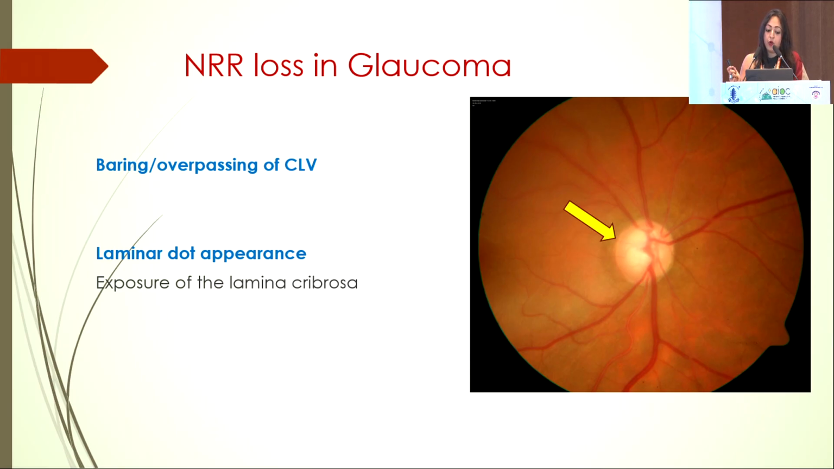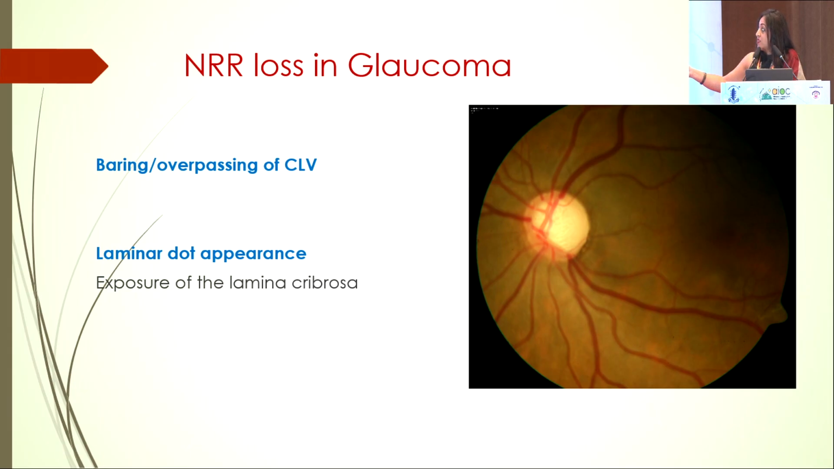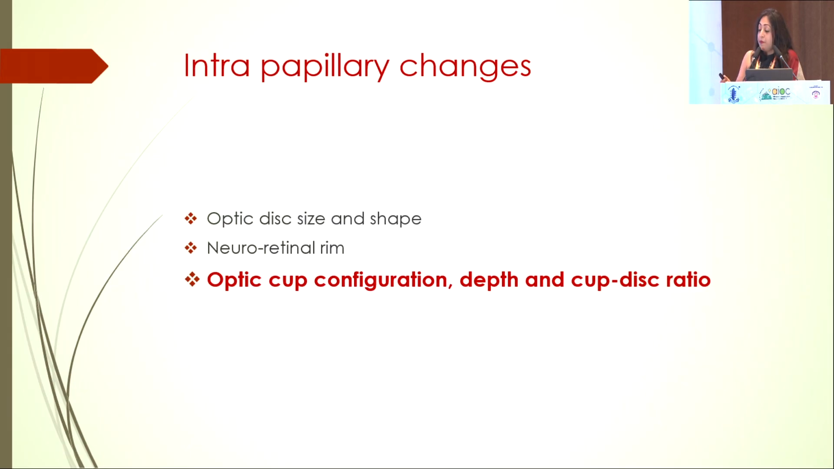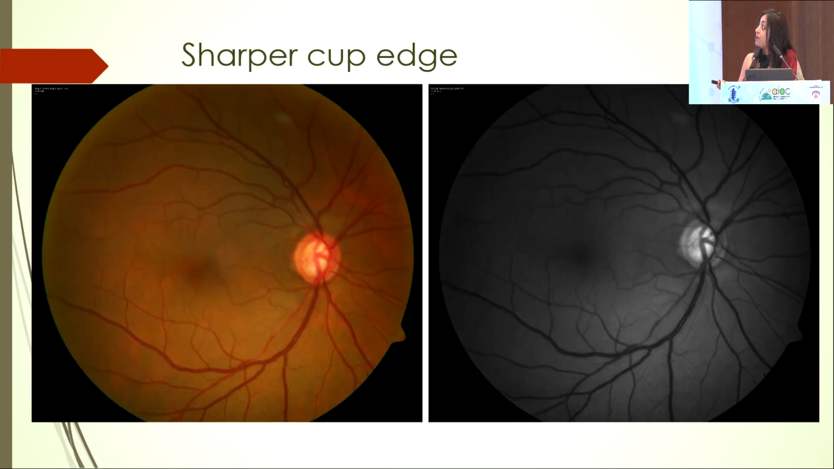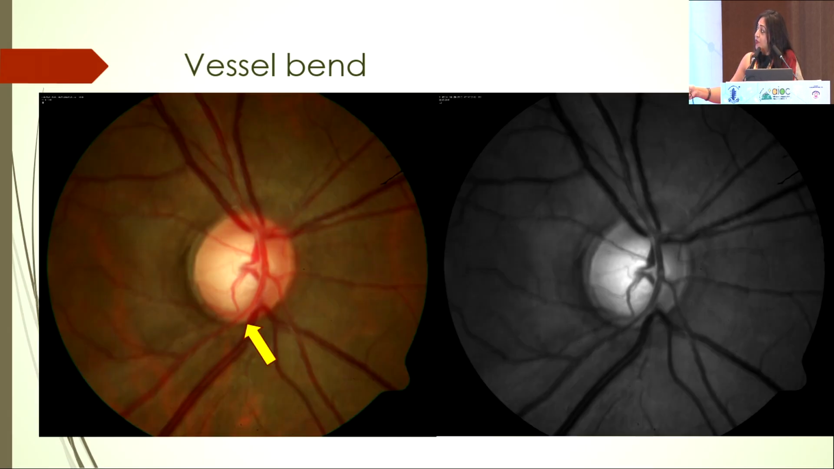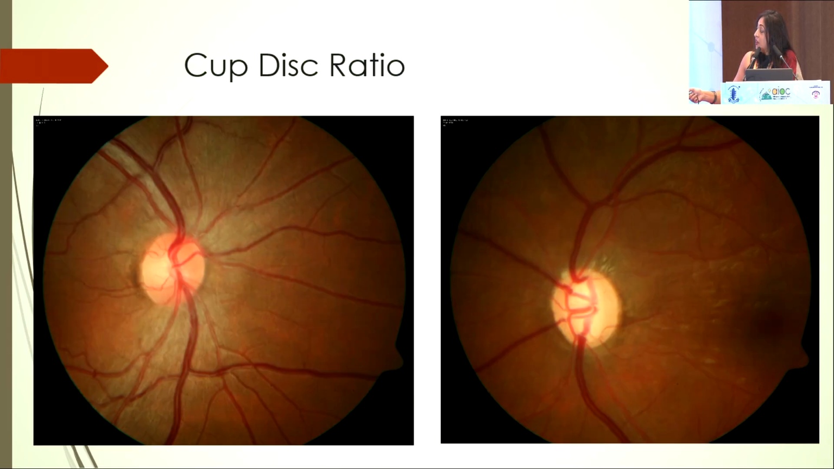So we may have overpassing of circumlinear vessel. There may be lamina dot sign, which is nothing but exposure of lamina cribrosa seen here. Coming to the cup configuration and the CD ratio. So again, cup is nothing but excavation in the optic nerve head, and it can be delineated by a sharper edge, a vessel bend. Again, CD ratio, we have already discussed about it.